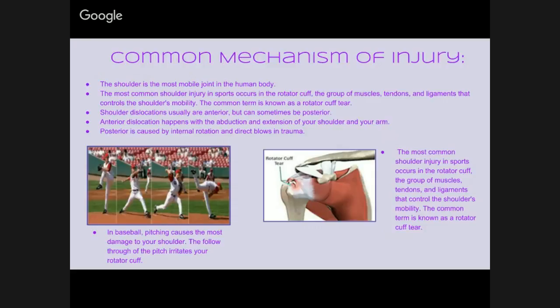In baseball, pitching causes the most damage to your shoulder. The follow-through of the pitch irritates your rotator cuff. The most common shoulder injury in sports occurs in the rotator cuff, the group of muscles, tendons, and ligaments that controls the shoulder's mobility. The most common term, again, is the rotator cuff tear.